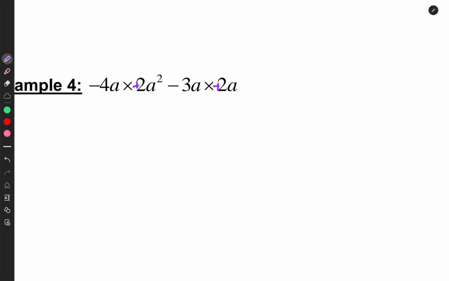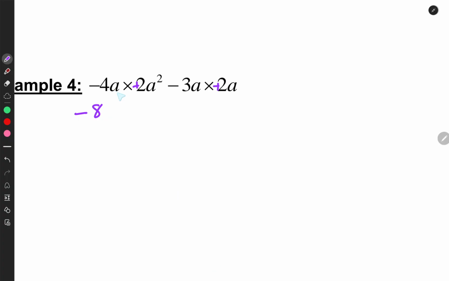The variables are all the letters. It's any letter, whether it's X or Y, you call them variables. So now I have negative, I have positive. That will give me negative. I'm done multiplying the signs. I go to the numbers now. With the numbers, I have 4 times 2. 4 times 2 gives me 8.